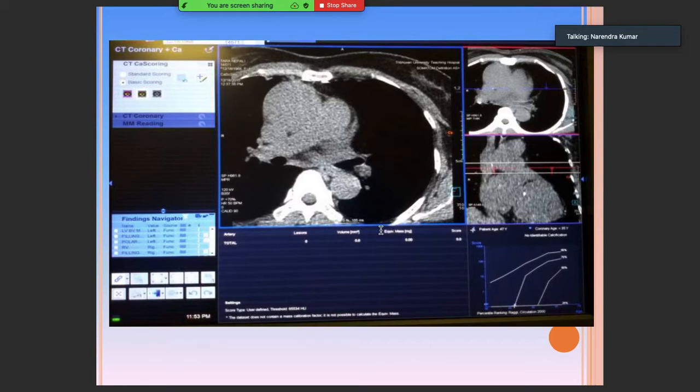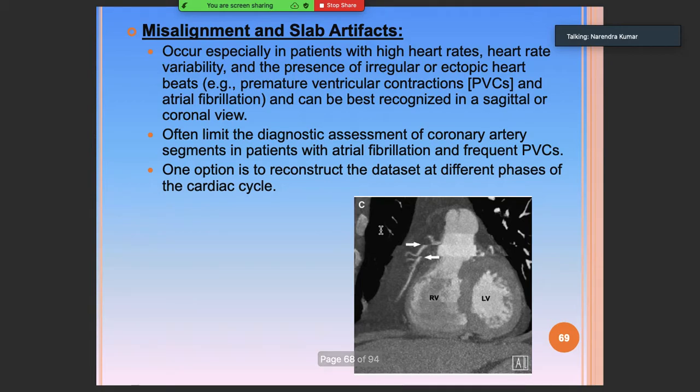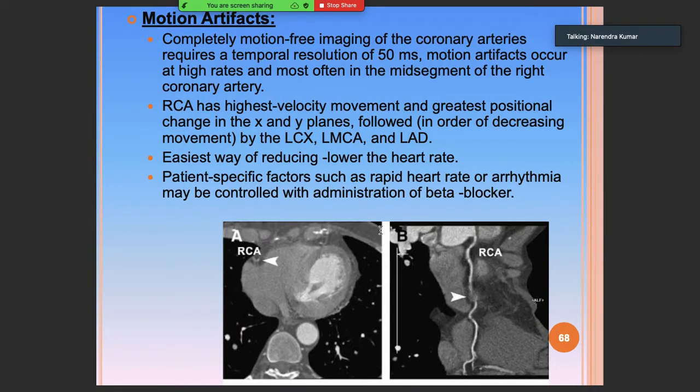So for example, when we are seeing these, there will be a lot of artifacts as well. Sometimes there can be motion artifacts, misalignment, blooming artifacts, respiratory artifacts as well, which can happen due to tachycardia, arrhythmia, or if the scanning delay was inappropriate. Now coming to the motion artifacts. Motion artifacts, what are they?